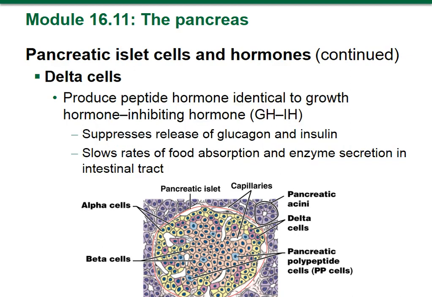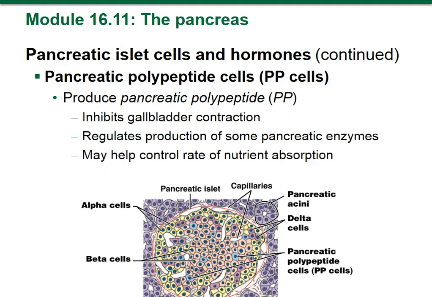Delta cells, they produce a peptide hormone that's identical to growth hormone inhibiting hormone. So they suppress the release of glucagon and insulin. And they slow the rate of food absorption and enzyme secretion in the intestinal tract. Pancreatic polypeptide cells produce pancreatic polypeptide that inhibits gallbladder contraction. It regulates production of some of the pancreatic enzymes. It helps control the rate of nutrient absorption.